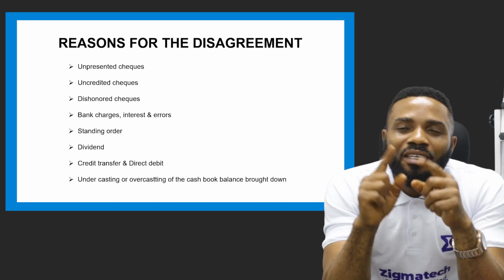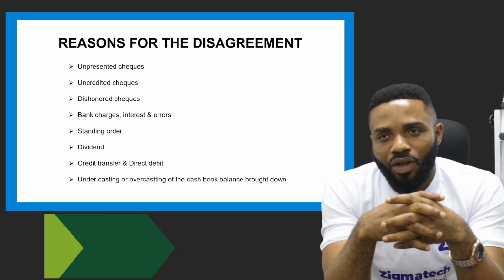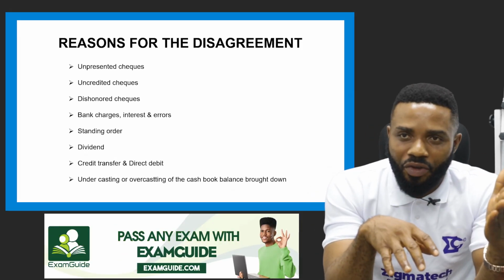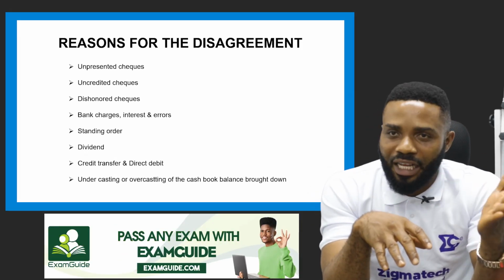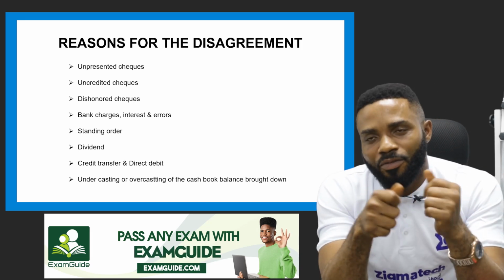And if it happens that the bank sends you your bank statement before they receive the check, you will see that the balance of the bank will be higher than the balance of the cash book. Assuming you were having 10,000 in your bank account, and then you have 10,000 in your cash book, and then you now issued out 5,000 from your cash.